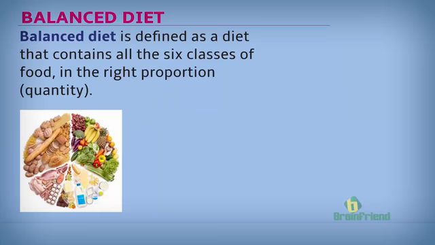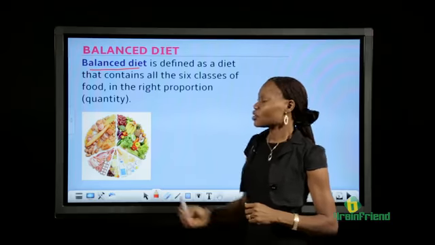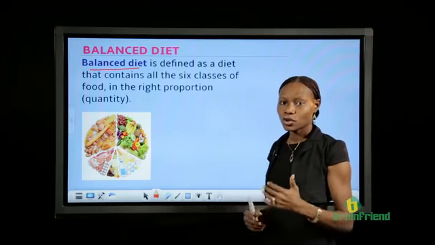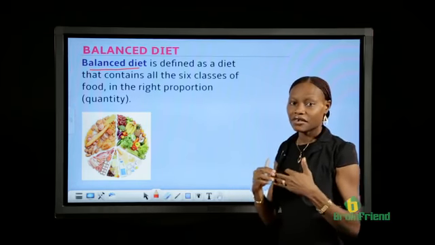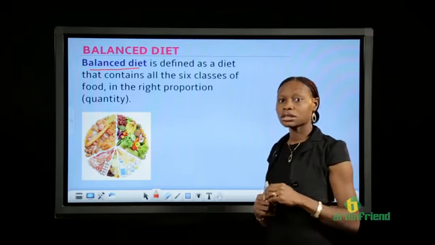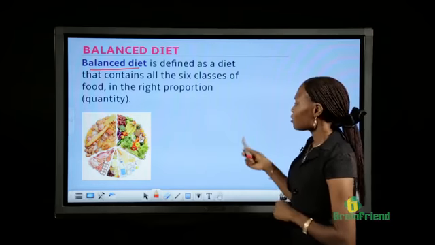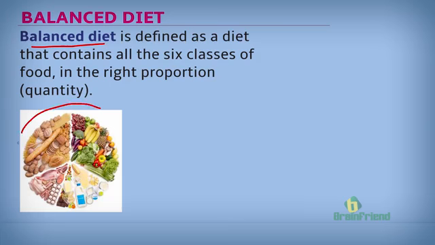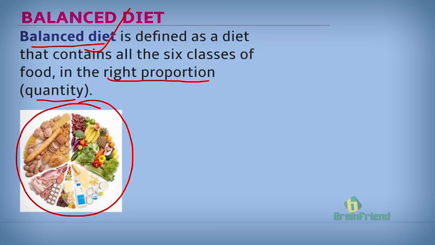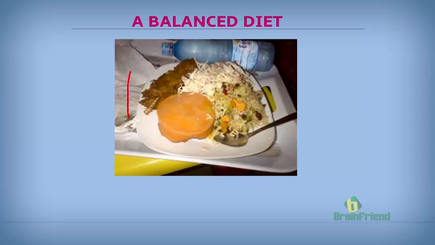This brings us to the term balanced diet. Remember that we said we have 6 classes of food. We have the carbohydrates, proteins, fat and oil, which is also known as lipids, mineral salts, vitamins, and water. When you have all of these food sources in the right proportion, in the right quantity, then we have a balanced diet, which can also be called a balanced meal.